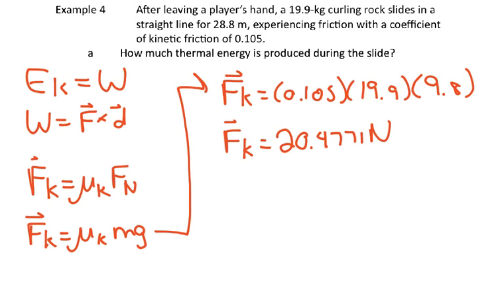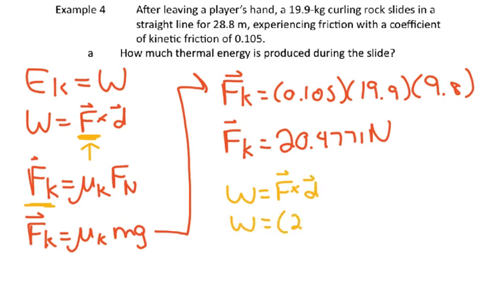Well, now that we know Fk, that is the force up here that's exerted in order to do the work. The work is slowing down the rock. So then we know, going back, that work equals force times distance.